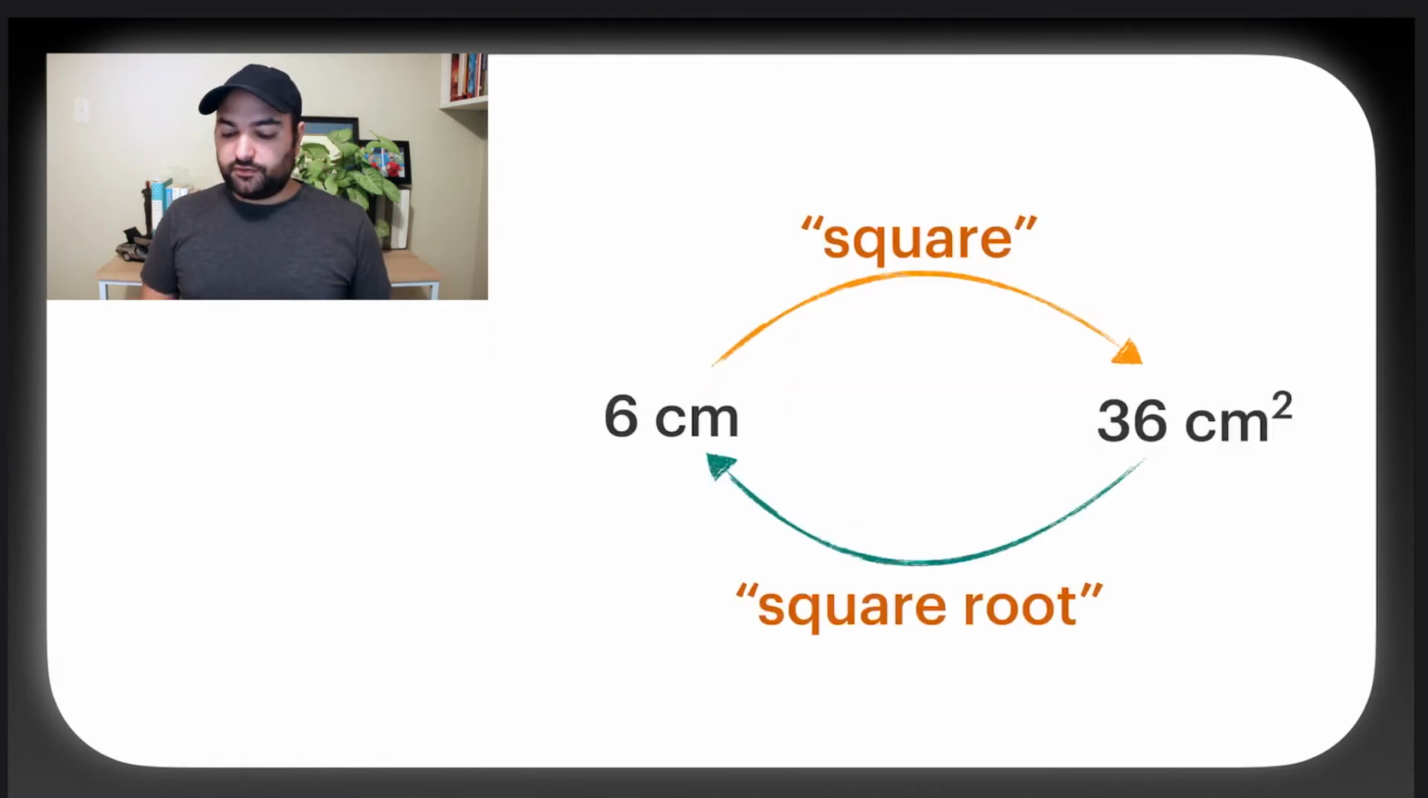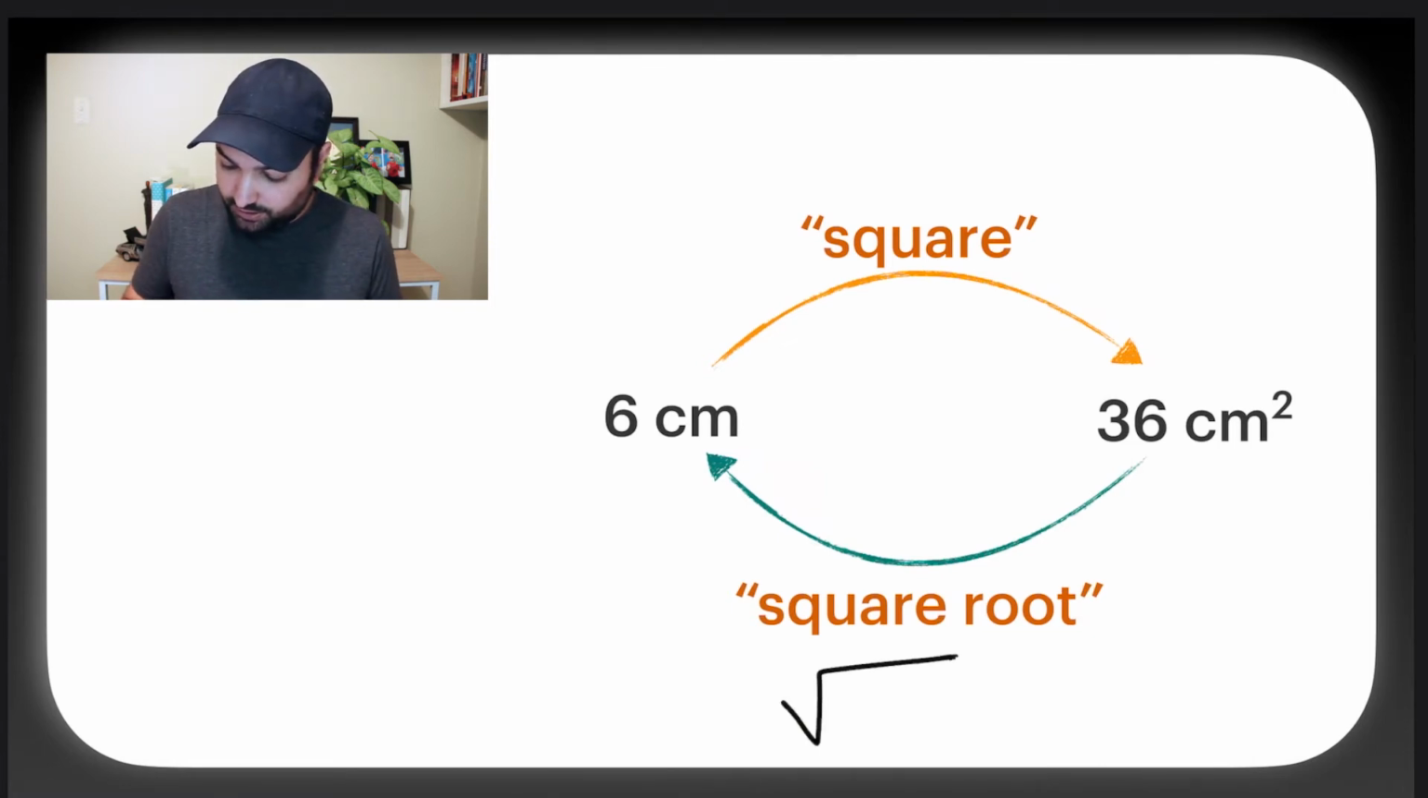So what have we learned so far? So far we know that if we square a number, we can get the area of a square. And if we wanted to go backwards from squaring a number, all we have to do is square root. So we use this little sign here, square root.